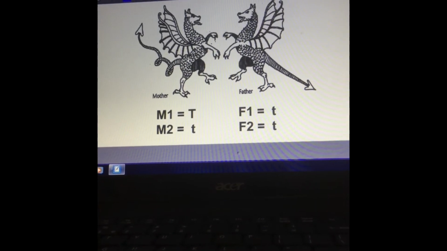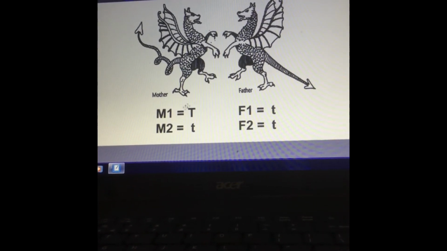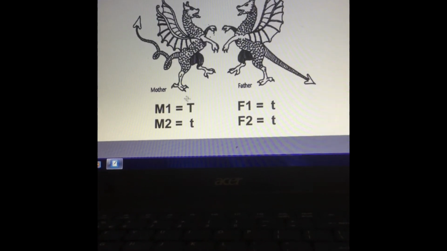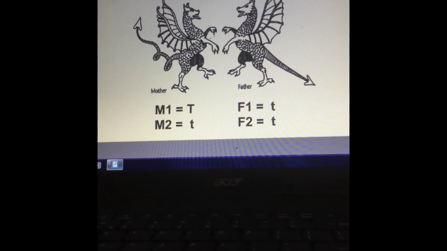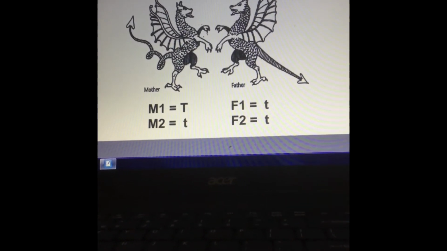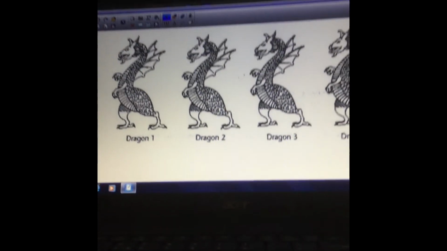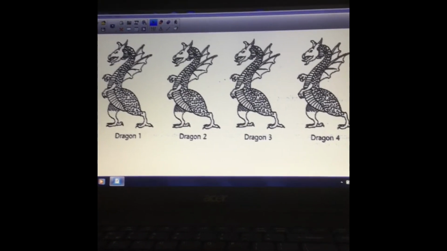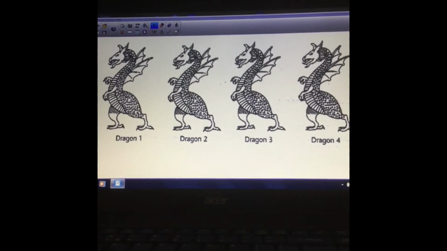So there's the alleles for the mother and the father. And as we can see, this capital letter right here for the mother makes the curly tail the dominant trait. Now, this is all well and good, but we have a problem. Our baby dragons do not have tails. It is going to be up to you to determine what kind of tails they will have.